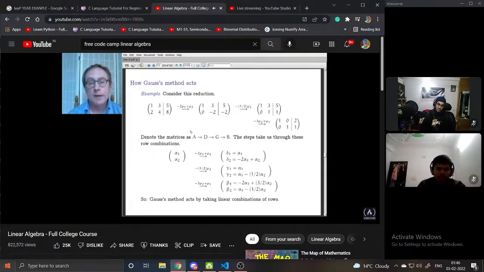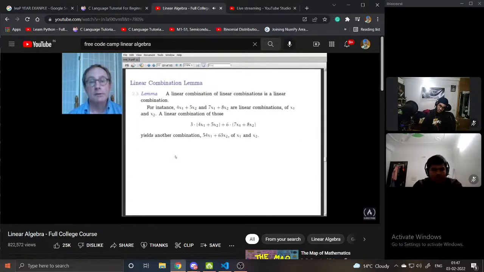So Gauss's method acts by taking linear combinations of the rows. The matrix at the end has linear combinations of the rows of the matrix at the beginning. We are studying linear combinations. Gauss's method proceeds by taking linear combinations. That's all this says. If you look in there, you're seeing linear combinations of the rows of the starting matrix. Small observation, but a lot of times big things are built on small observations. And the linear combination lemma is codifying that small observation.